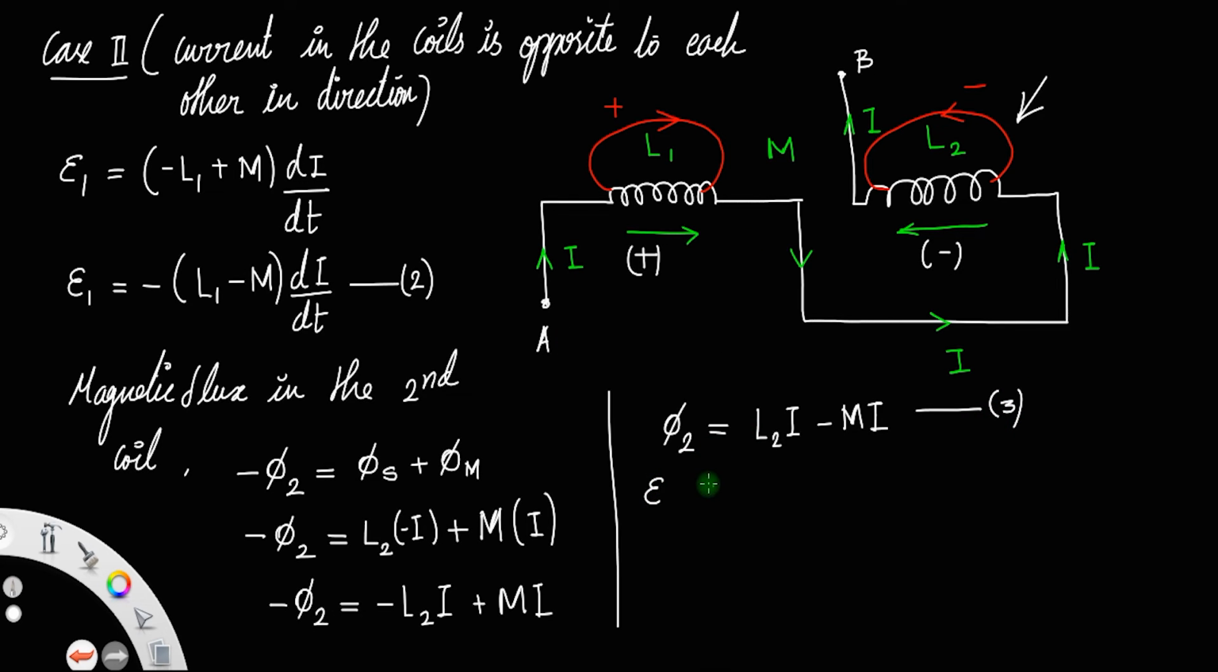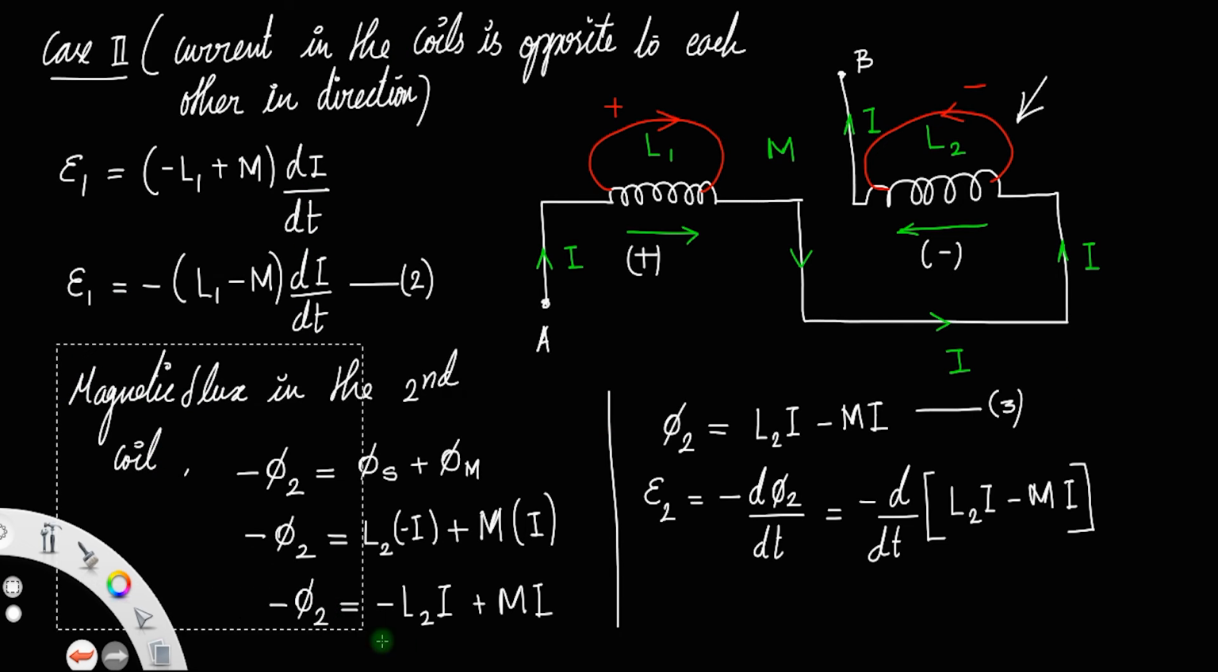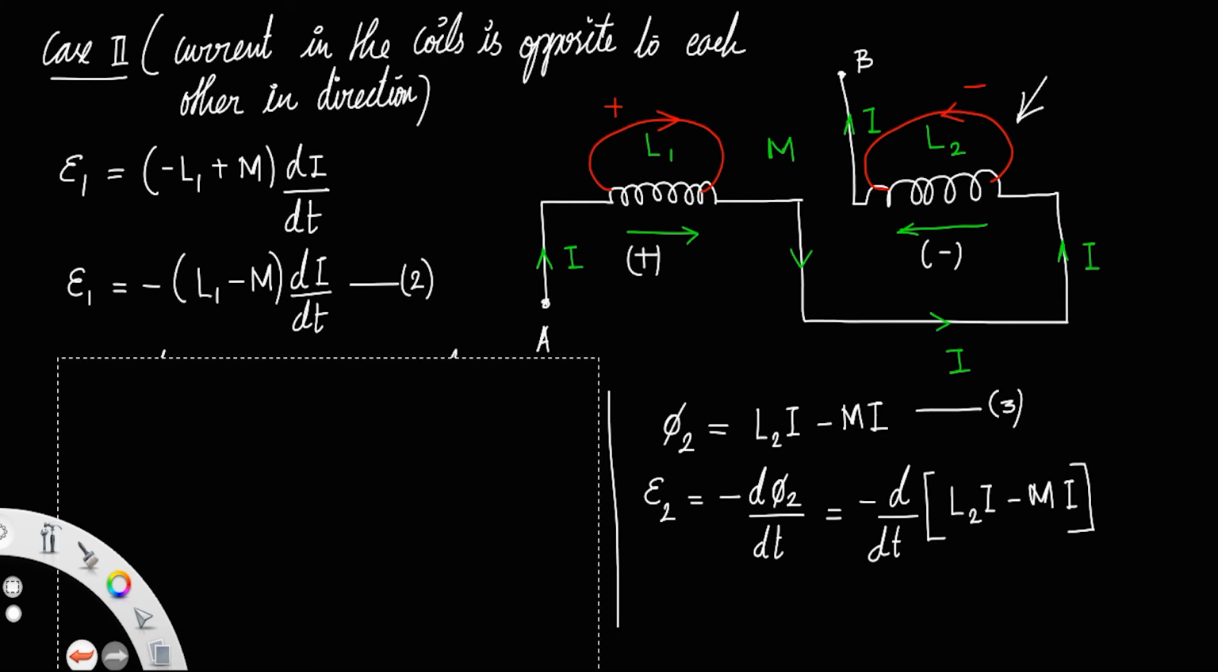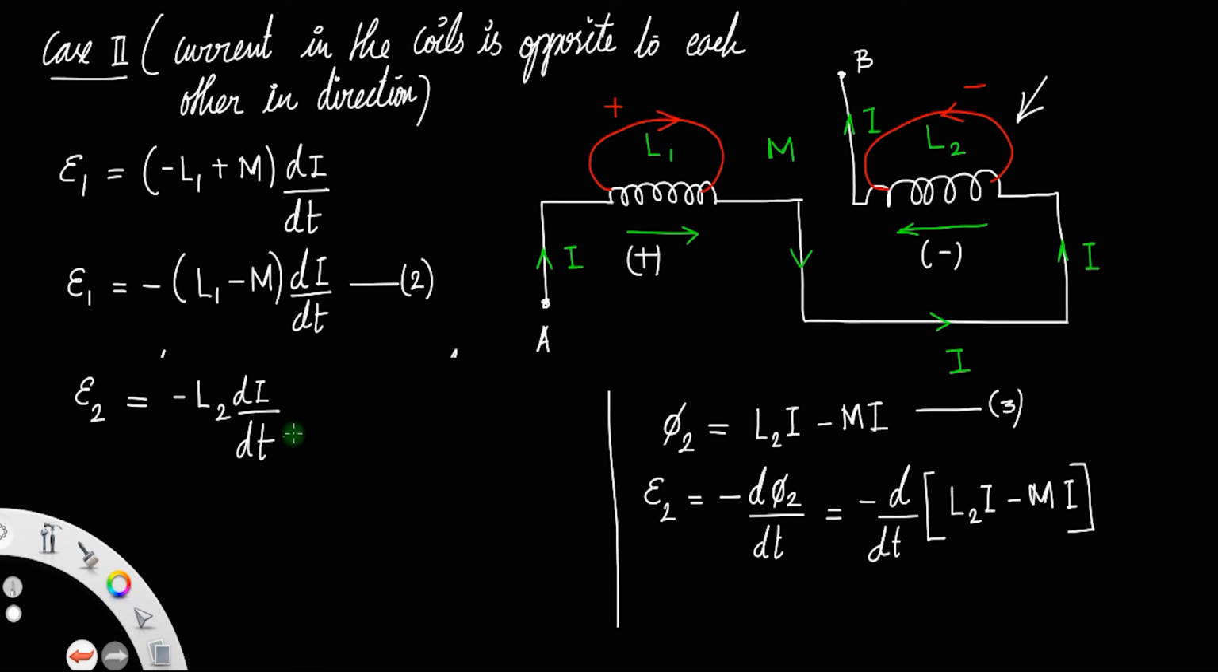Now applying Faraday's law, we have E2 is equal to minus d phi 2 by dt. That is equal to minus d by dt of, instead of phi 2, I can write L2 I minus M I. Clear? On simplifying, you will get E2 is equal to minus L2 di by dt. This minus and minus will become plus M di by dt. Here also, I can take the di by dt term outside. So it will be minus L2 plus M di by dt.